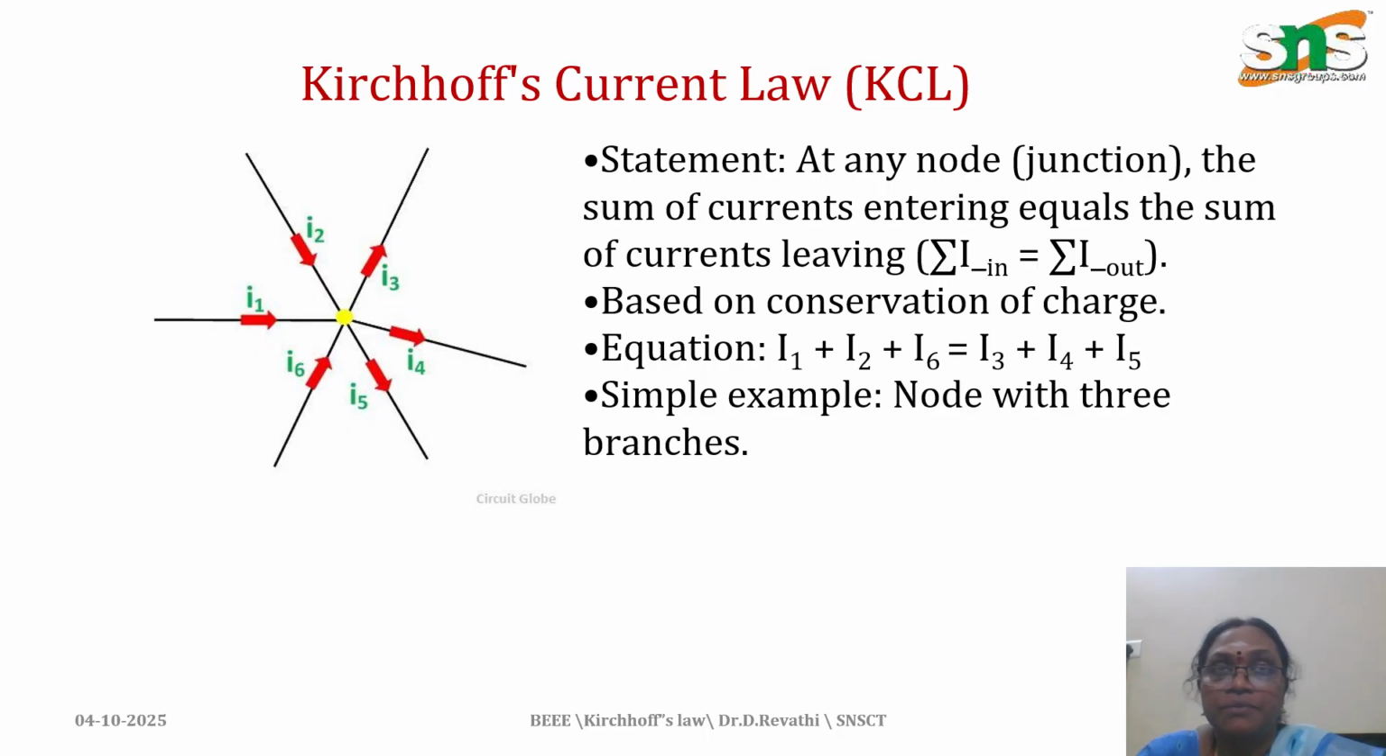What is the statement of Kirchhoff current law? We can say it in two ways: entering current equals leaving current, or at any node, the sum of currents entering equals the sum of currents leaving. That is, summation of I in is equal to summation of I out. In the picture, I1, I2, and I6 are entering the node, and I3, I4, and I5 are leaving the node. So the equation is I1 plus I2 plus I6 equals I3 plus I4 plus I5.